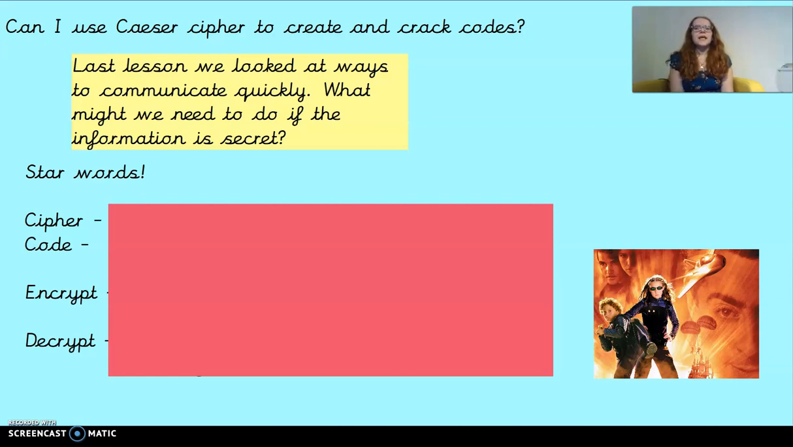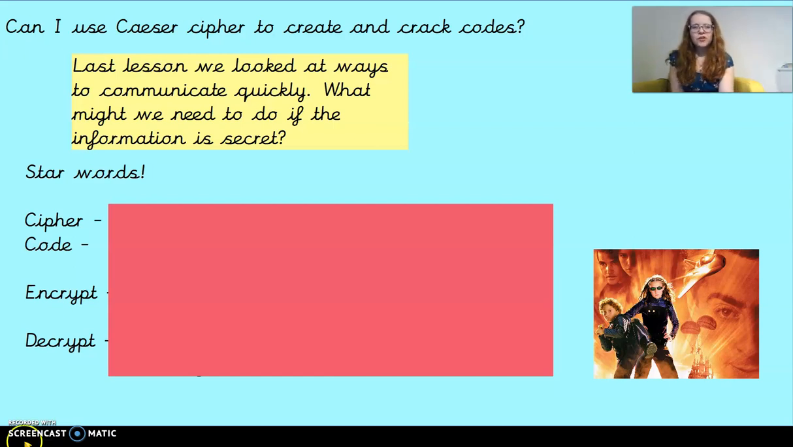But my question for you today is, what do we need to do if we are communicating secret information? How do we unleash our inner James Bond and make sure that our information is not found out by our enemies? Well, the starter today is to have a look at our star words from today's session, which are cipher, code, encrypt, and decrypt. I want you to have a think. Pause me now, have a chat if you're doing this lesson with somebody else, or talk to the wall if you're doing it on your own. What do you think these words mean?